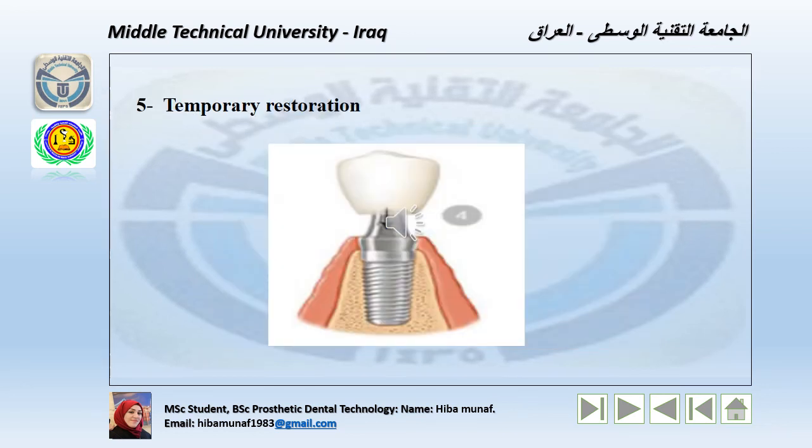So the final step of the surgery is the temporary restoration. After the procedure is completed, the temporary restoration is constructed. It takes about 3 months for the implant to fuse to the bone and osseointegration to be completed. The temporary restoration is placed above the abutment of the implant.